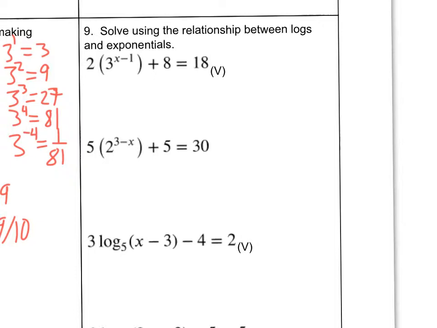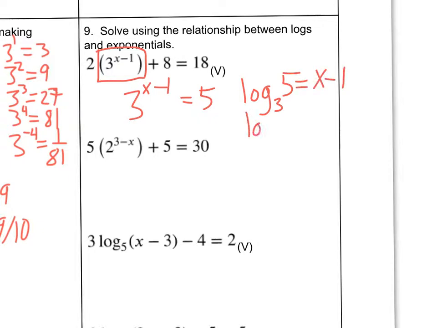Number 9, we're doing some more solving. This time we got to get the exponential part by itself. Minus 8 to both sides, divided by 2. We get 3 to the x minus 1 is equal to 5. Now I'm going to convert this to log. Log base 3 of 5 is equal to x minus 1. Finally, we're going to add 1 to both sides.